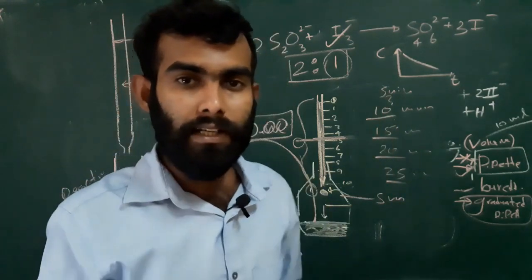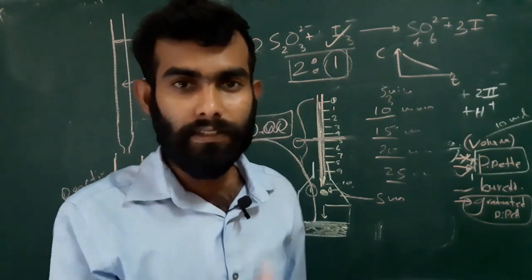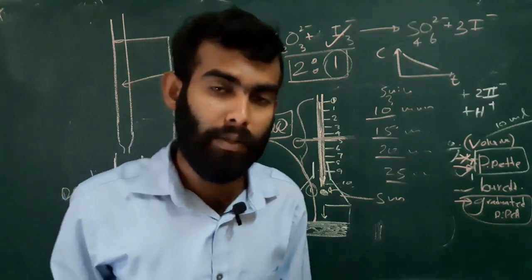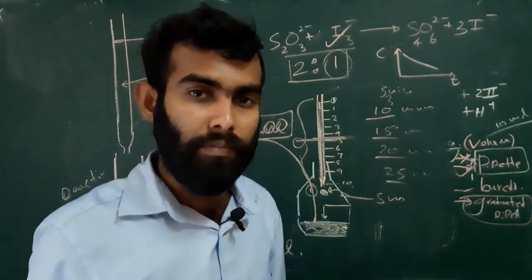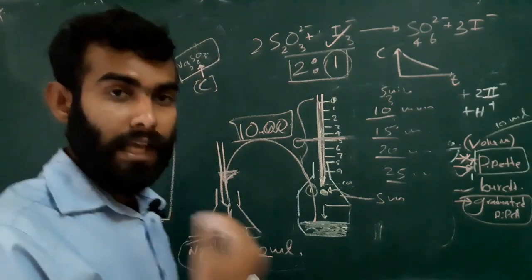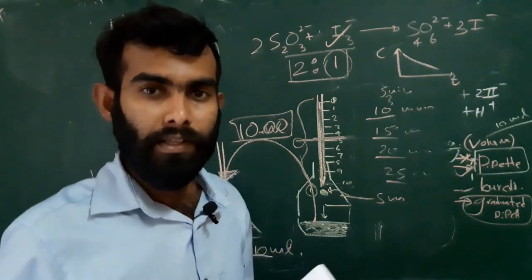You will get this type of graph. That means the order of the reaction with respect to iodine will be 0. So that's the conclusion. I am not going to talk about further calculation.